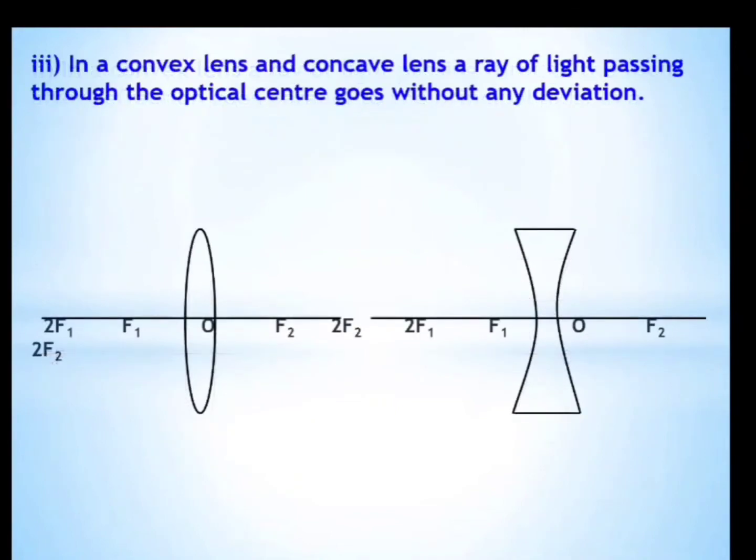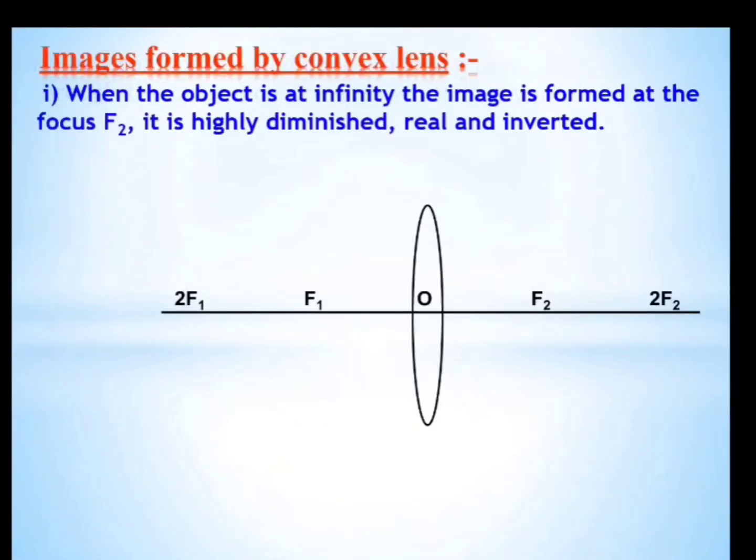So the ray number 3, in the convex lens the ray of light passing through optical center goes without any deviation. Same with the concave lens. That means in convex as well as concave lens this ray is drawn similarly. Okay. Now we'll try to draw the images of the object lying at different positions and try to know their position, size and nature, right?